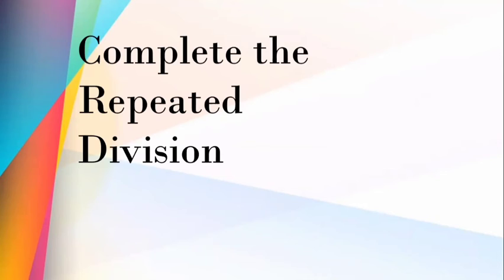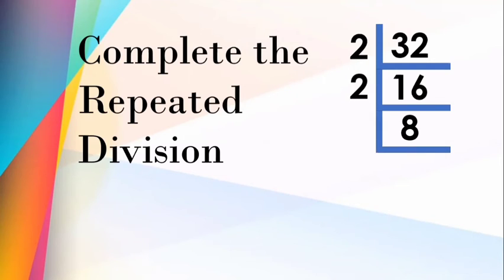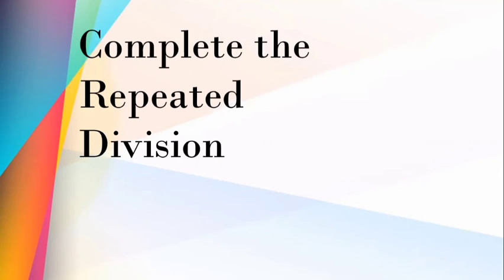Complete the repeated division. We have 32. Divide by the smallest prime number: 32 divided by 2 is 16. 16 divided by 2 is 8. 8 divided by 2 is 4. 4 divided by 2 is 2. So we stop because 2 is a prime number. So the prime factorization of 32 is 2 times 2 times 2 times 2 times 2.